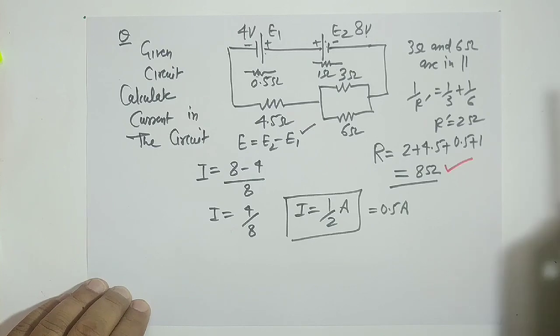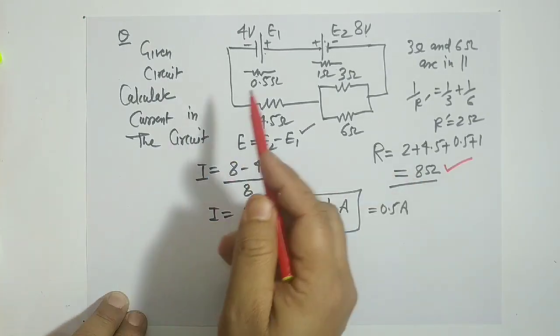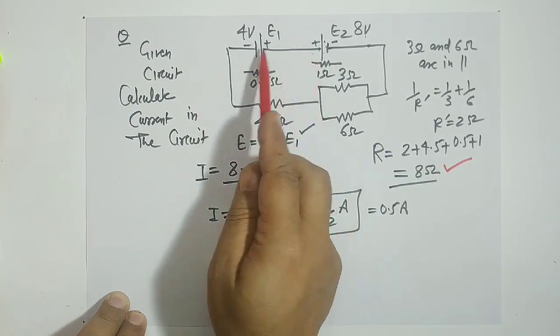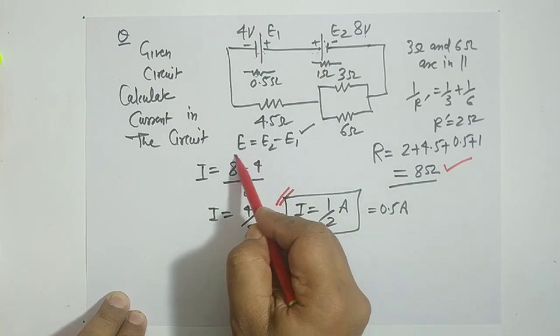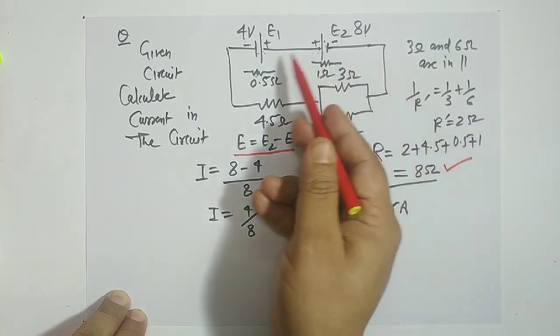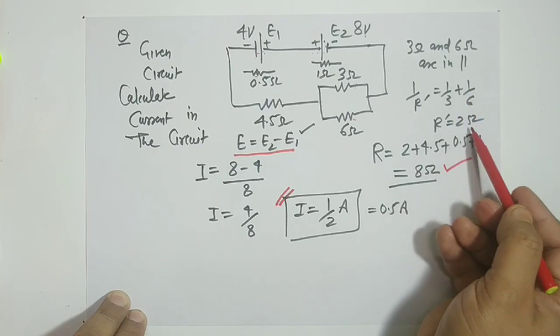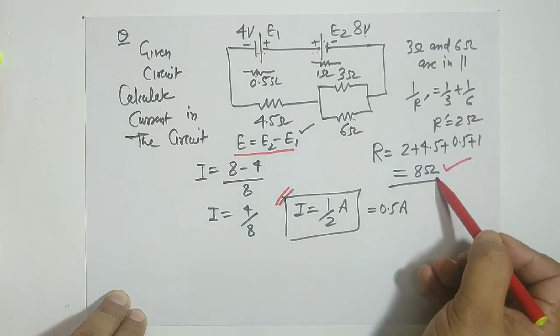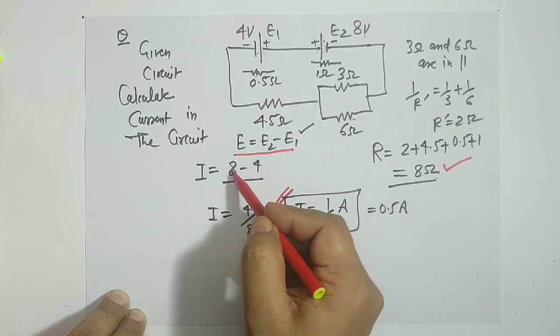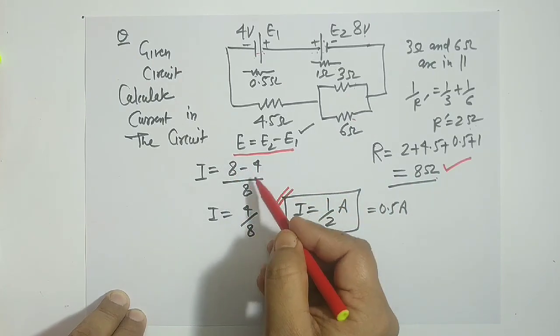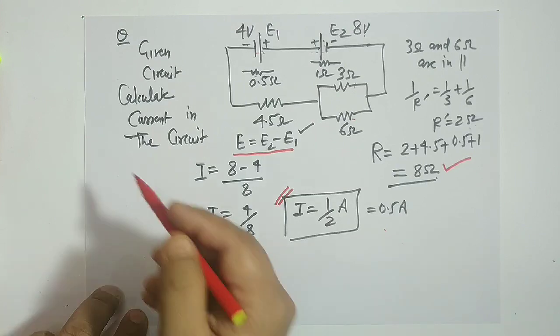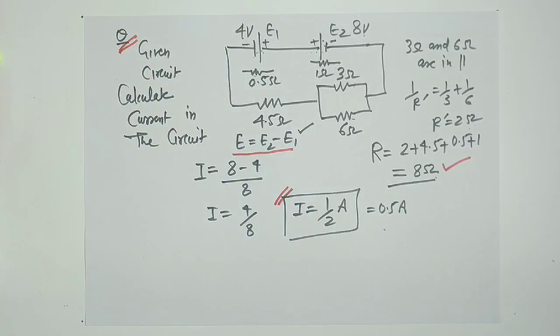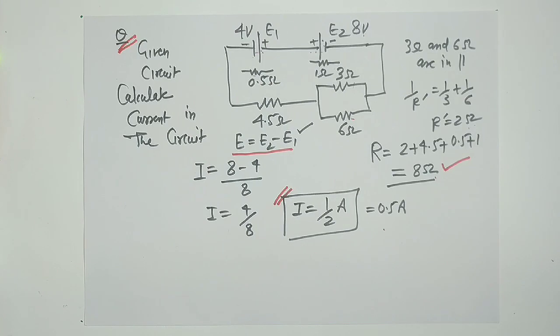So I think you got it or not. This is very easy. Again, repeating, these two cells, the like terminals are connected, so we will have E2 minus E1. First of all, net resistance: these two are in parallel, 2 ohm, then all are in series. You will include the internal resistance, 8 ohm. Then the current is net EMF upon net resistance, 8 minus 4 by 8, and this will be the answer. So this is how we are going to solve the cases of internal resistance.